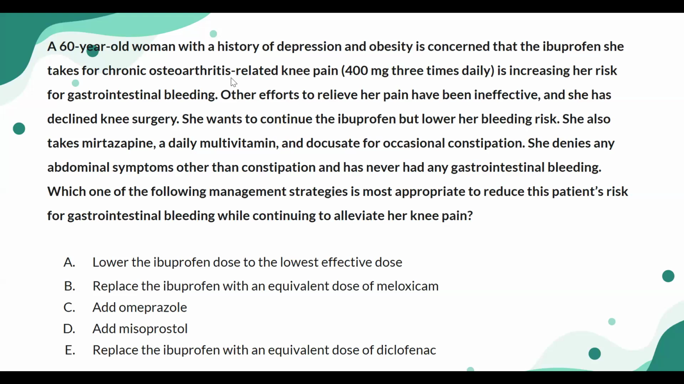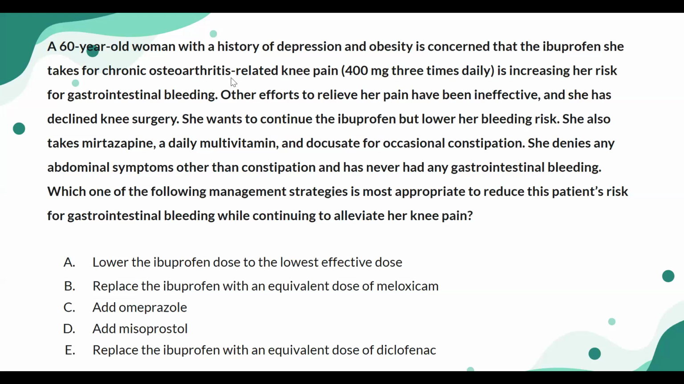Other efforts to relieve her pain have been ineffective, and she has declined knee surgery. She wants to continue the ibuprofen, but lower her risk of bleeding. She also takes mirtazapine, a daily multivitamin, and Docusate for occasional constipation. She denies any abdominal pain or symptoms other than constipation and has never had any GI bleeding, which means she's probably never had any coffee ground emesis, hematochezia, or melena. Which of the following management strategies is most appropriate to reduce the patient's risk for GI bleeding while continuing to alleviate her pain?